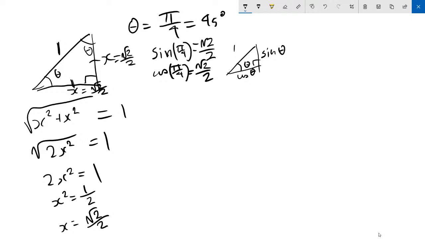If you want to think about the definitions in terms of what the ratios are, this is theta. I want sine, which is opposite over hypotenuse. So square root of 2 over 2 over 1, which is square root of 2 over 2. If I want cosine, adjacent over hypotenuse, it would be that way. This is how I would know what the sine and the cosine of 45 are.